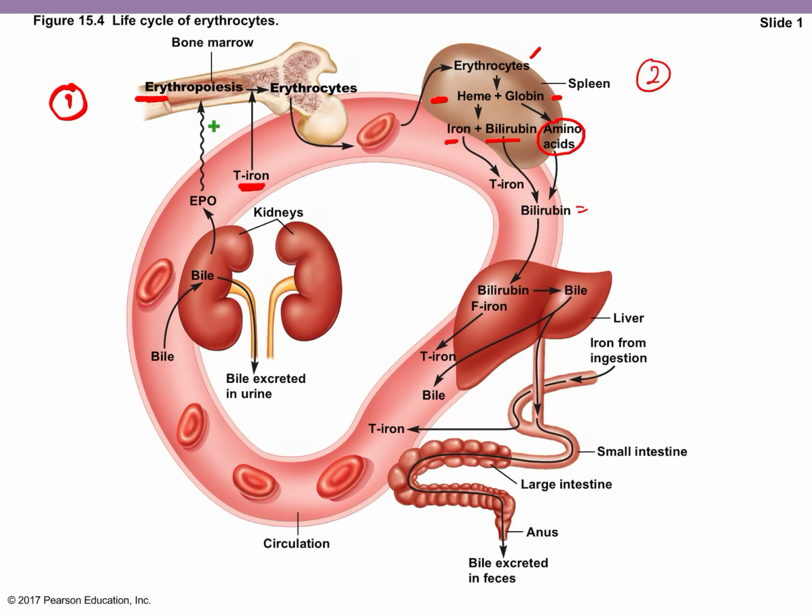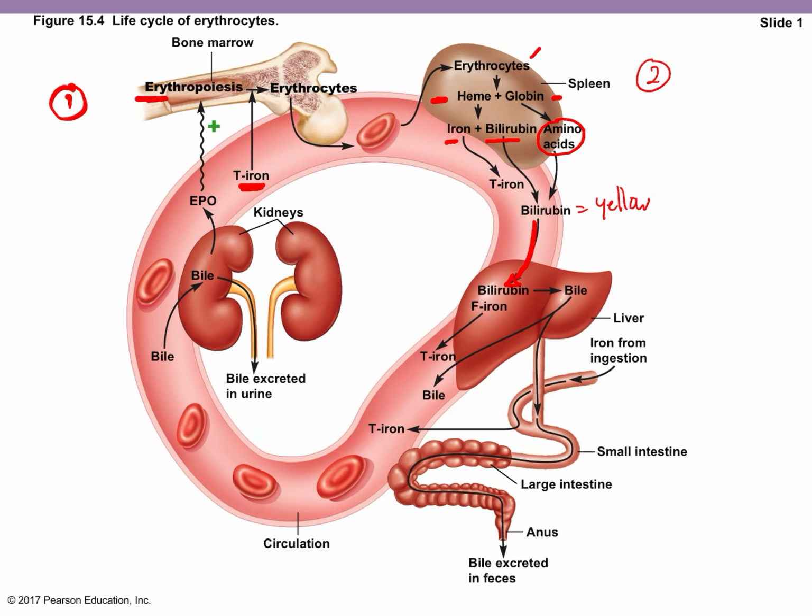Okay, so after iron is removed, the heme becomes bilirubin. Bilirubin is actually a yellowish colored molecule, and it's going to travel into the bloodstream to the liver. So we can see bilirubin coming to the liver, and it's going to get processed in the liver.